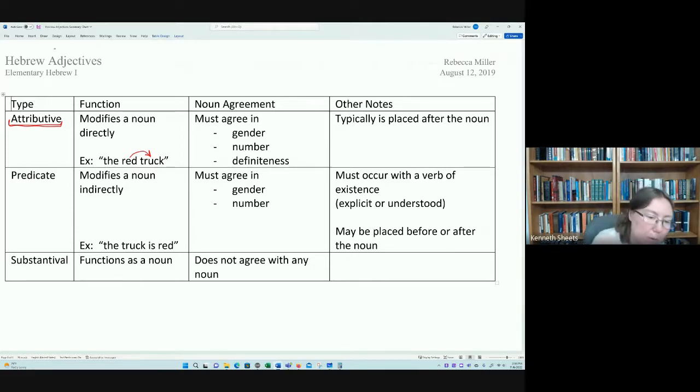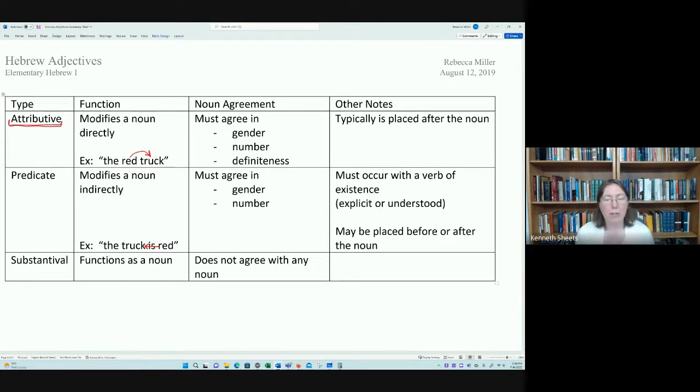That is, it will modify a noun through a verb of existence. In other words, unlike the attributive adjective, where the adjective is part of the noun phrase, here with the predicate, the adjective is actually going to be a part of the verb phrase and is modifying it through the verb. So, for example, the truck is red.